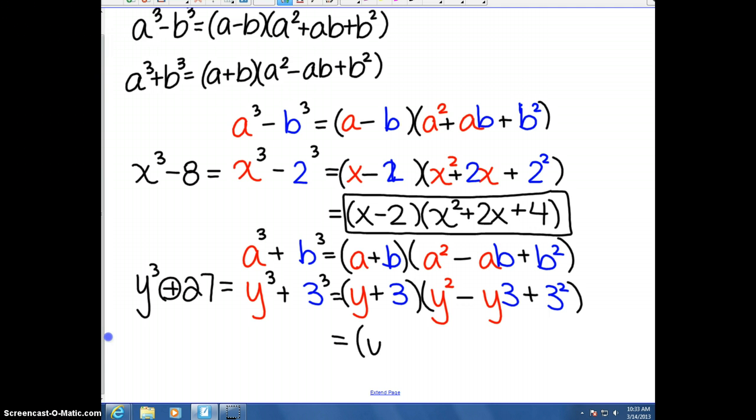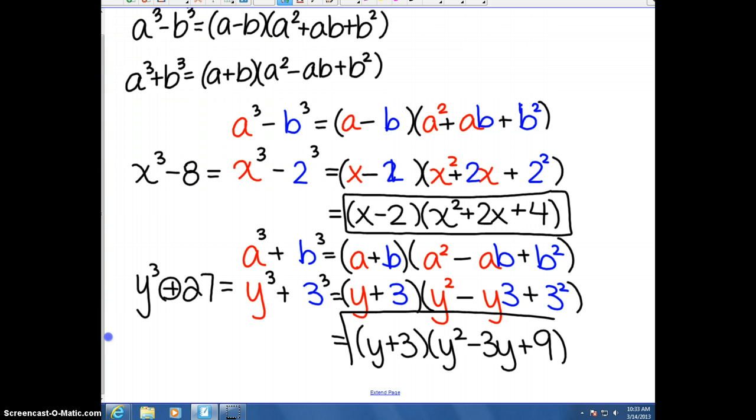Now in our last step, we're going to clean it up. Instead of writing y3, we usually write 3y. Instead of 3 squared, I'm going to call that 9. And that's how we're going to factor y cubed plus 27.